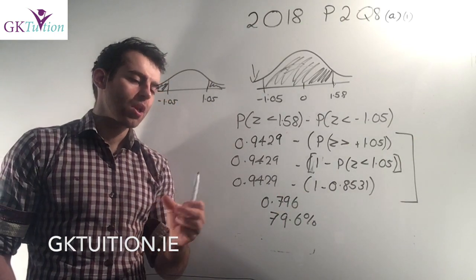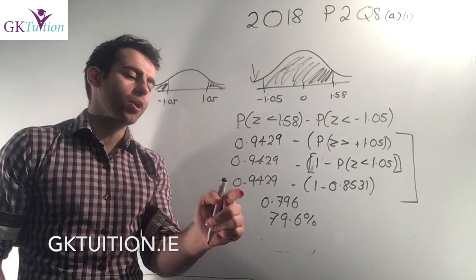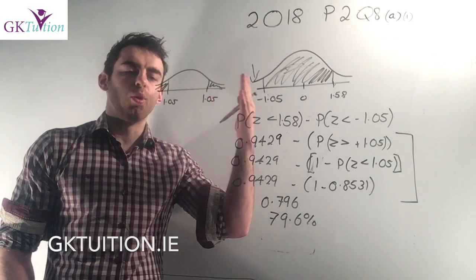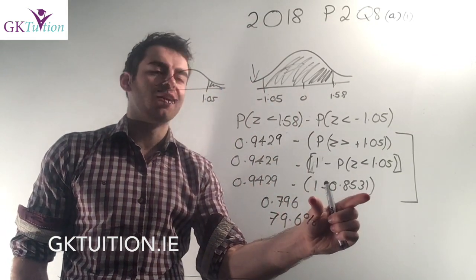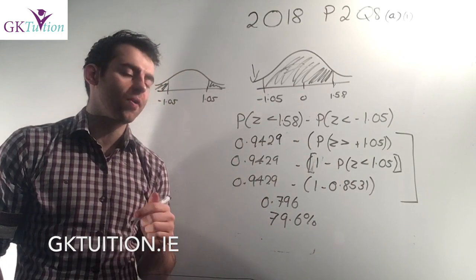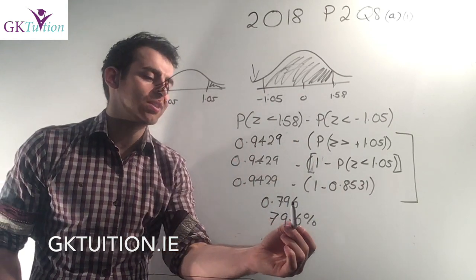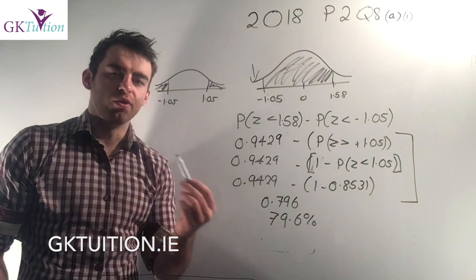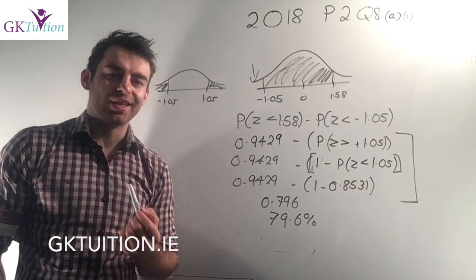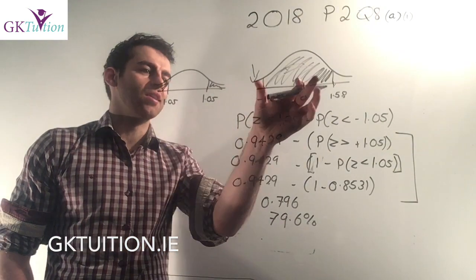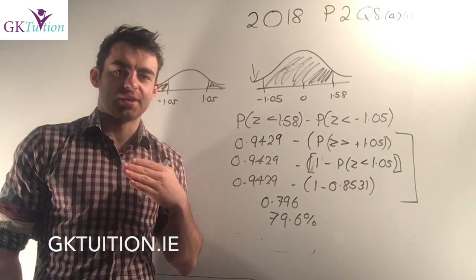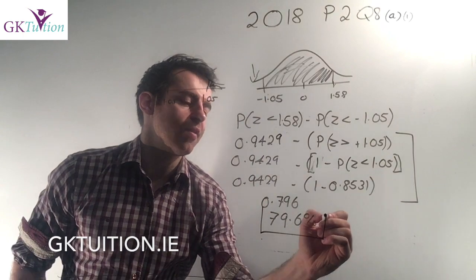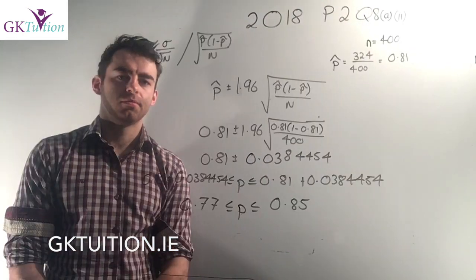0.8531. So originally we said that 0.9429 is the proportion less than 1.58. And then I subtract the proportion that are less than minus 1.05, and I'm left with 0.796. In other words, 79.6% of figures in this normal curve will lie between 4.7 and 4.6. So your final answer there is your 79.6%.